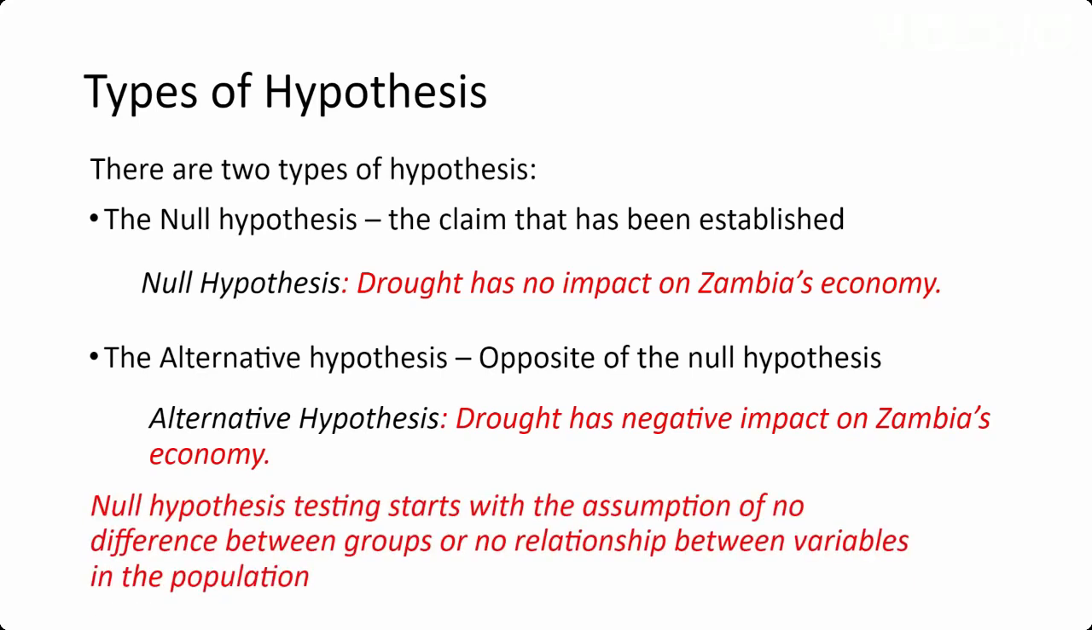Please note that the null hypothesis testing starts with an assumption of no difference between groups or no relationship between variables in a population. That's why our null hypothesis in this case begins with drought has no impact on Zambia's economy. Instead of saying drought has impact, it starts with zero, that's why it's called the null hypothesis. That's how you start your null hypothesis. It starts from zero or null. And then the alternative hypothesis is just the opposite of the null hypothesis.